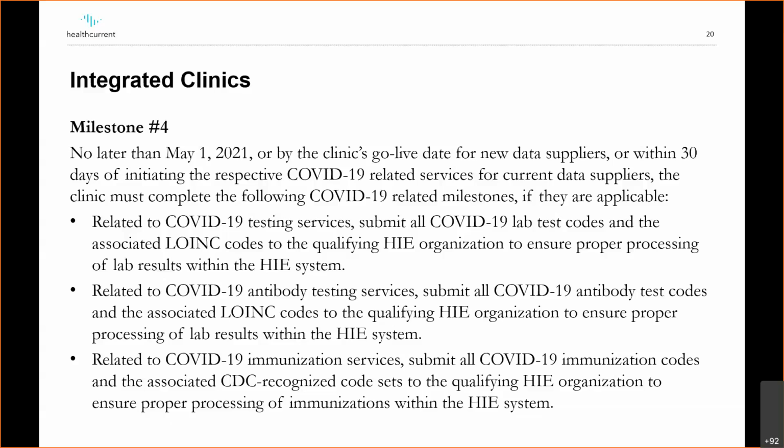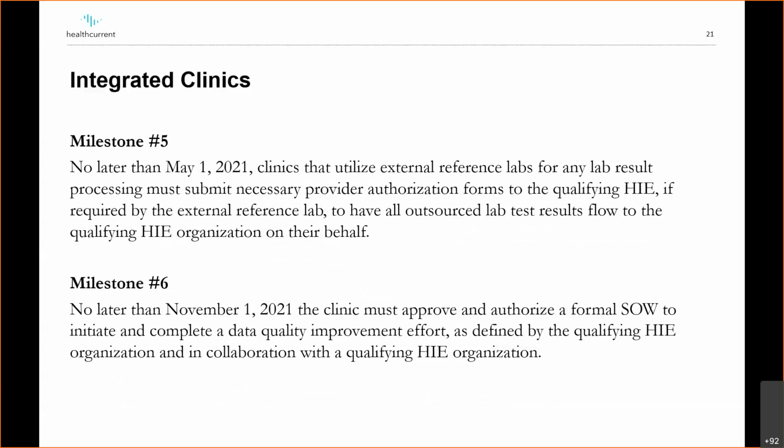Next slide. Milestone 5 for integrated clinics, no later than May 1st, 2021. Clinics that utilize external reference labs for any lab result processing must submit necessary provider authorization forms to the HIE. This is going back to my earlier point and making sure that those lab results are able to get released into the HIE and having that authorization form on file.